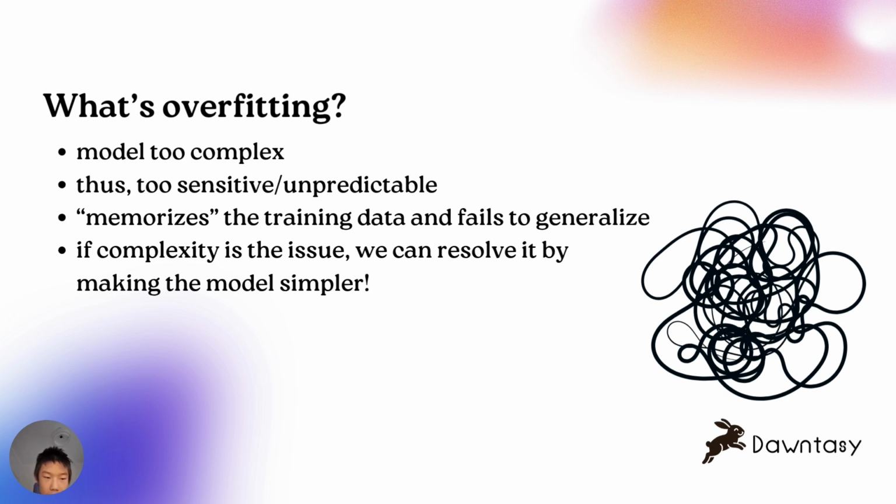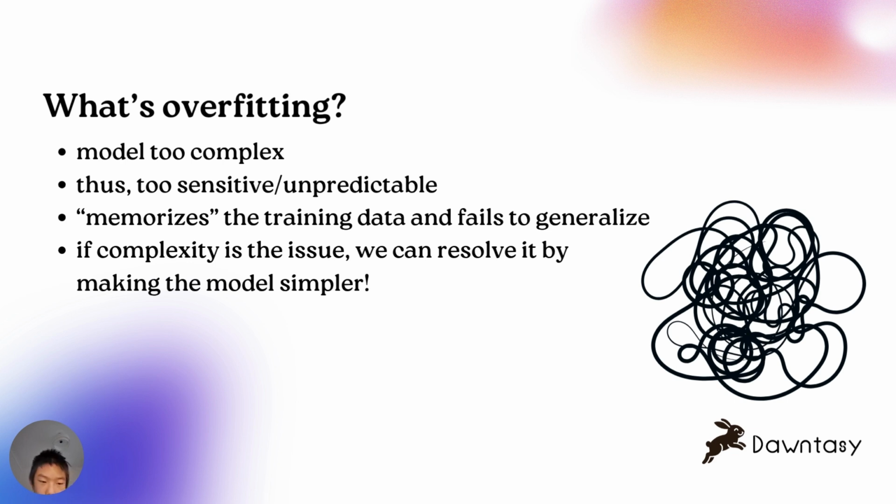In this case, the core cause of this overfitting, this sensitivity, this unpredictability, and the fact that it memorizes the training data and fails to generalize, the core issue of that is that the model is too complex. It could be it's too expressive, or it just is too complex for this data set.